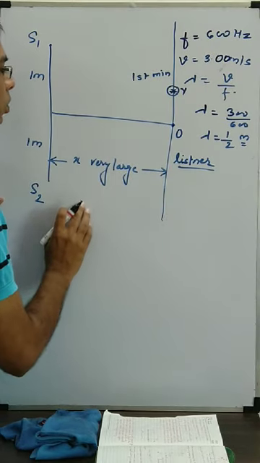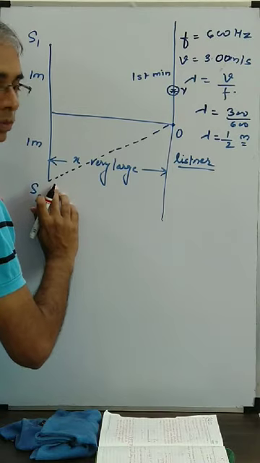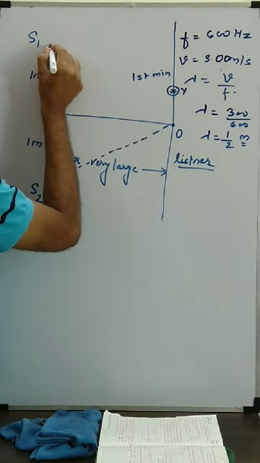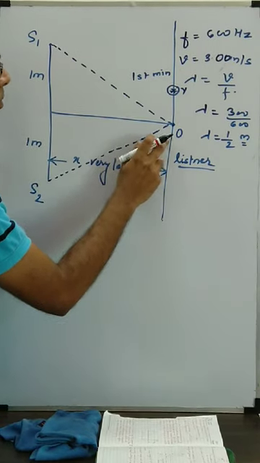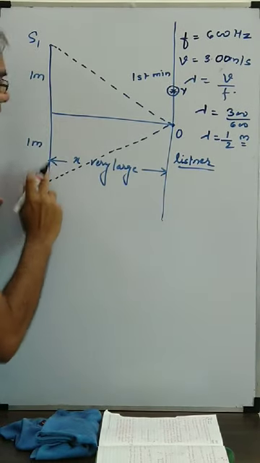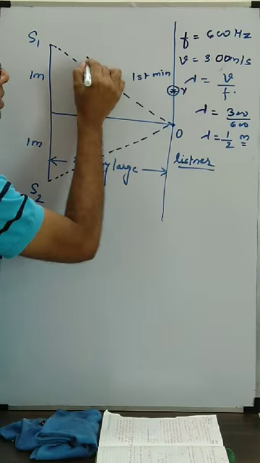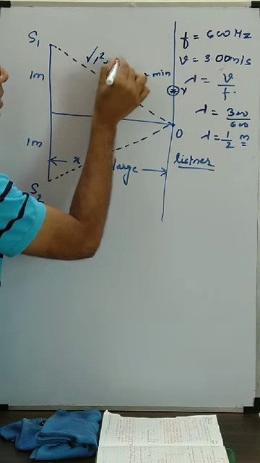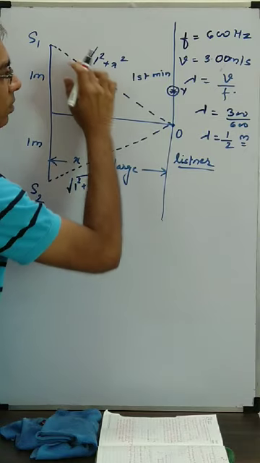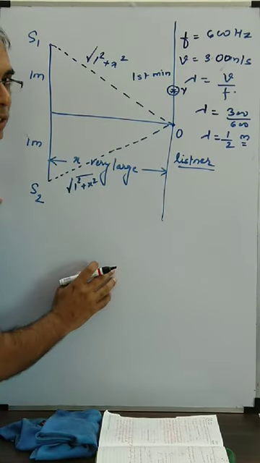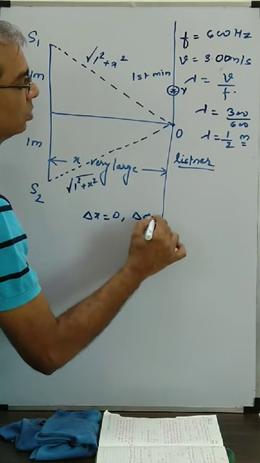Which maximum? I told you last class, if you see the path traveled by the wave which is starting from S2, it is S2O. Same way, the path traveled by the wave from S1 to interfere at O is S1O. Since this is 1 meter, this is 1 meter, and this is the common distance between them, the distance is root over 1 square plus x square, and this is also root over 1 square plus x square. That means both the waves are traveling the same distance. So here the path difference is 0. If the path difference is 0, the phase difference is also 0.